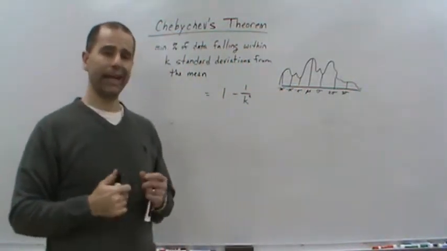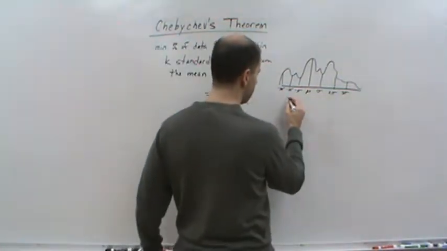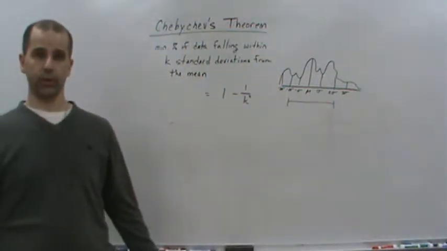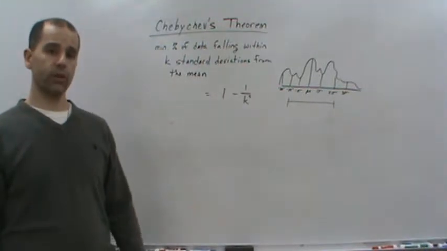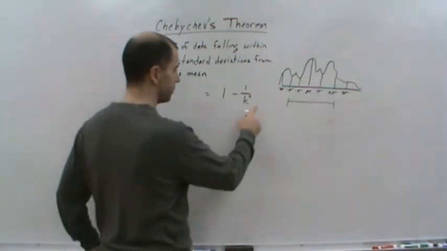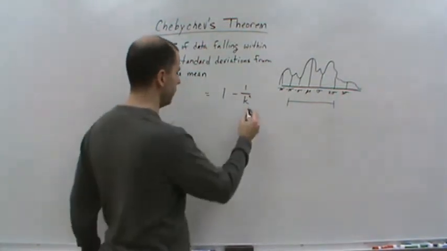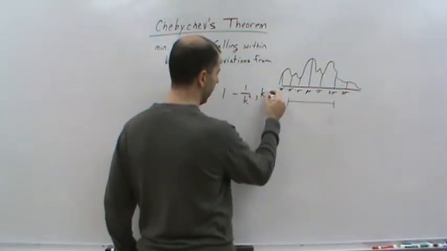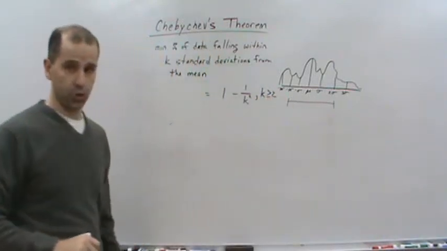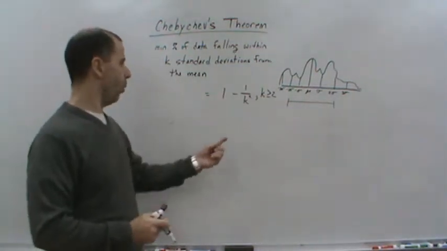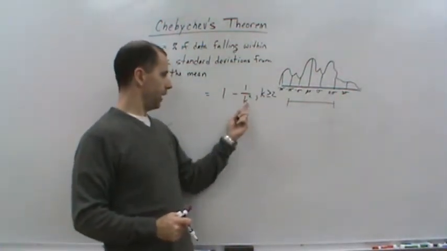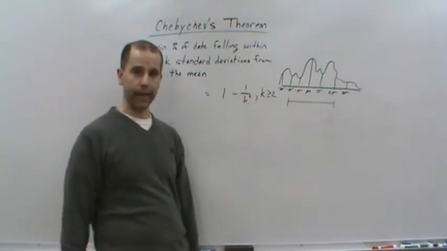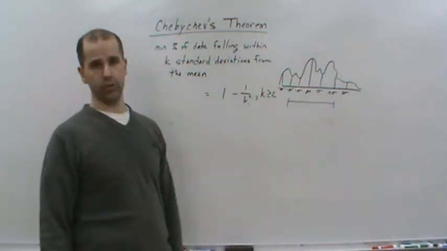Then what can I say about the percentage of data that falls within 2 standard deviations of the mean? Well, this is what Chebyshev's theorem says. If I take 2, for example, I can't do 1. This is under the restriction that k is at least 2. Why? Because if you stick 1 in here, 1 divided by 1 is 1, and 1 minus 1 is 0, so 0% doesn't mean anything. So we're going to start with 2.